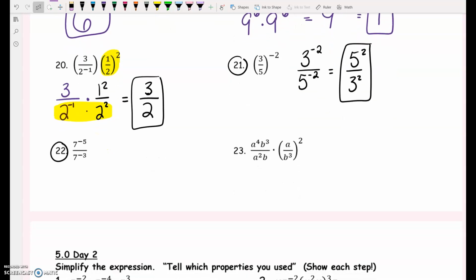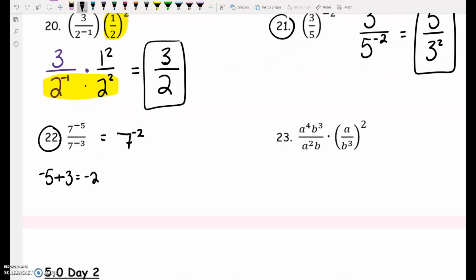Number 22, there are at least 3 specific ways that you could do this problem. What I see is division. So I'm going to deal with the division first. Because there's division, I'm going to subtract my exponents. What is negative 5 minus a negative 3? That's negative 5 plus 3, that's negative 2. So this becomes 7 to the negative 2. I can't leave my answer with a negative exponent, so that becomes 1 over 7 squared.